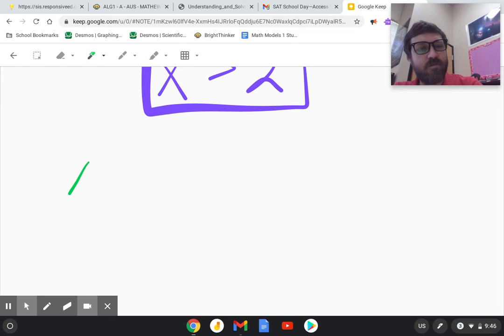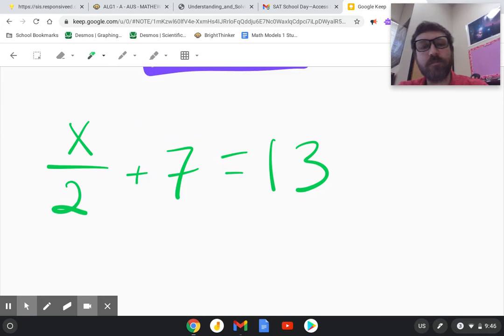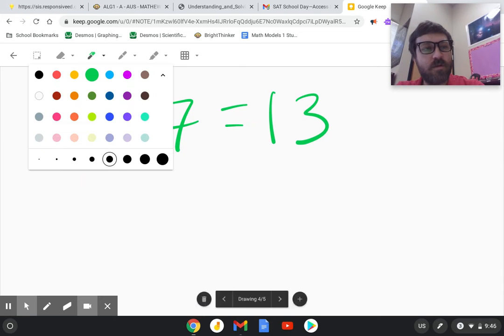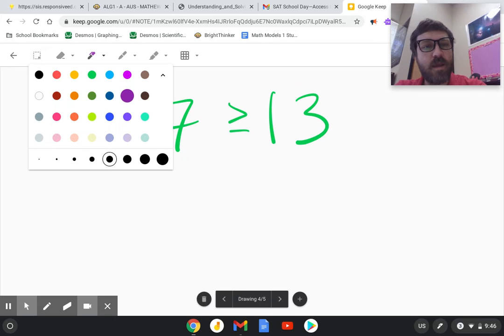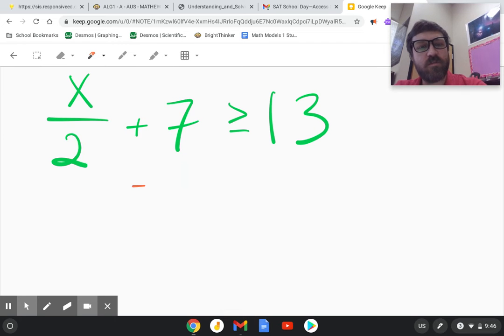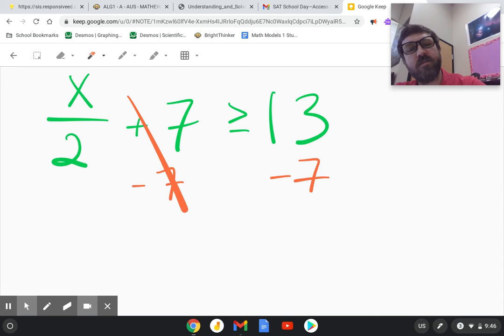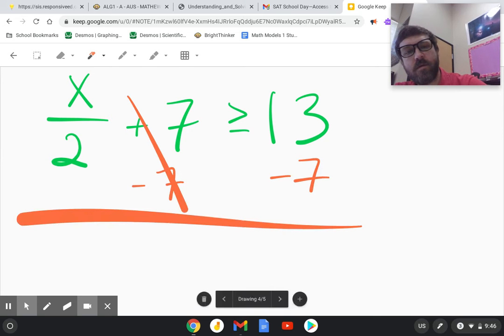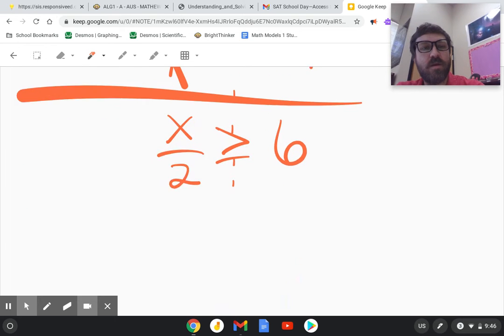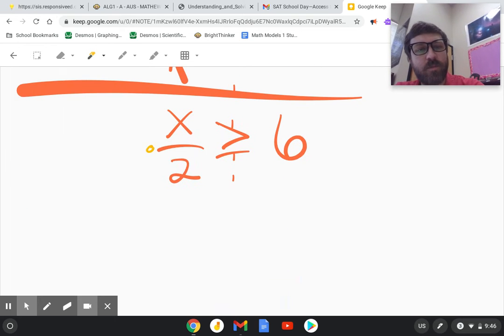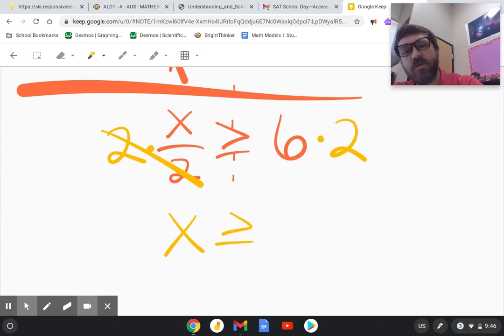So let's say we have the following: x divided by 2 plus 7 is greater than or equal to 13. Let's change that to greater than or equal to. And let's say we're going to subtract 7 from both sides because we need to cancel that 7 out. That's going to be 13 minus 7 is 6. The symbol is going to stay the same. And then we have x divided by 2. In order to get rid of that 2 in the denominator, we're going to multiply by 2 on both sides. To cancel it out, x is greater than or equal to 12.